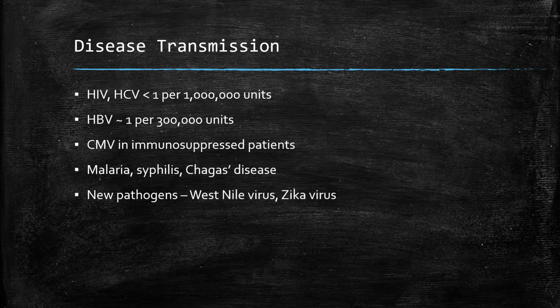CMV is always going to be a concern with immunosuppressed patients. In different parts of the world, different diseases are more common, and they can be transmitted through blood as well. Malaria and Chagas disease are examples of this. And there are always going to be new pathogens that evolve and use blood as a wonderful transmission vector. We're already seeing incidents of West Nile virus and Zika virus being transmitted through the blood supply.